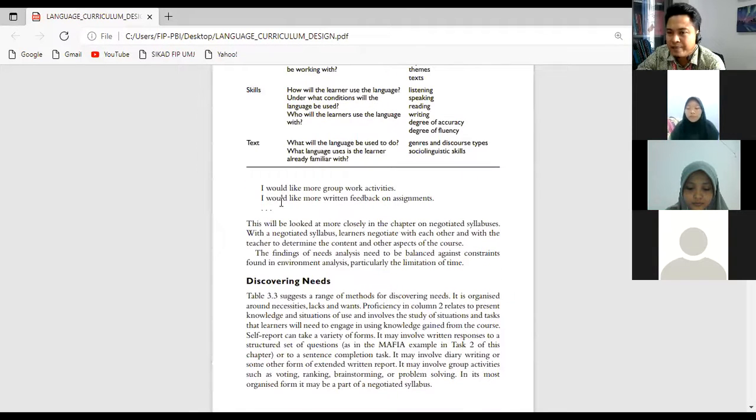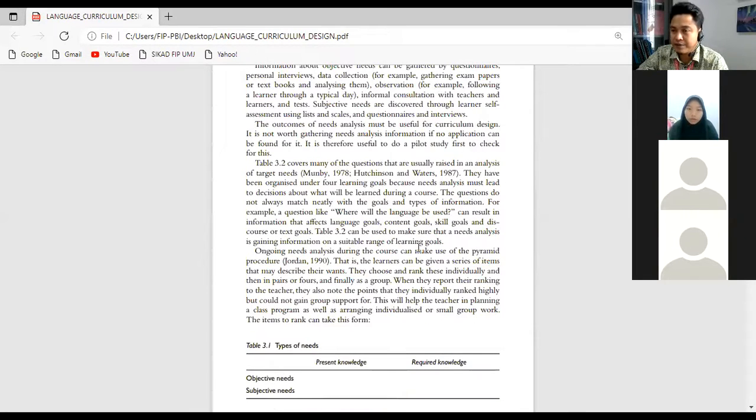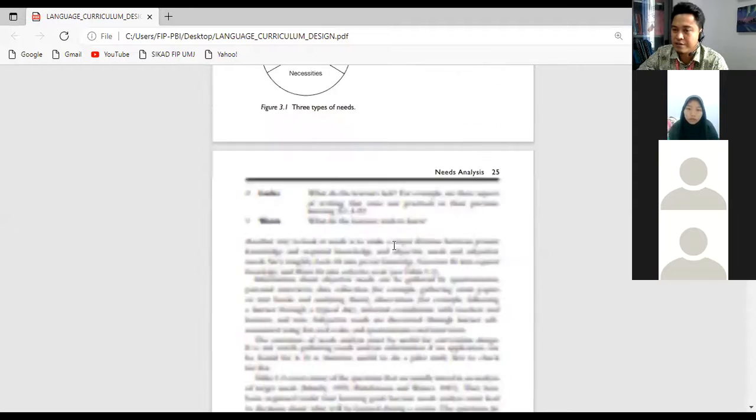And the next one will be looked at more closely in the chapter on negotiated syllabus. With a negotiated syllabus, learners negotiate with each other and with the teacher to determine the content and other aspects of the course. The findings of needs analysis need to be balanced against constraints found in environment analysis, particularly the limitation of time. So this will be the last main point of this first subchapter of the third chapter, for the various focuses of needs analysis.